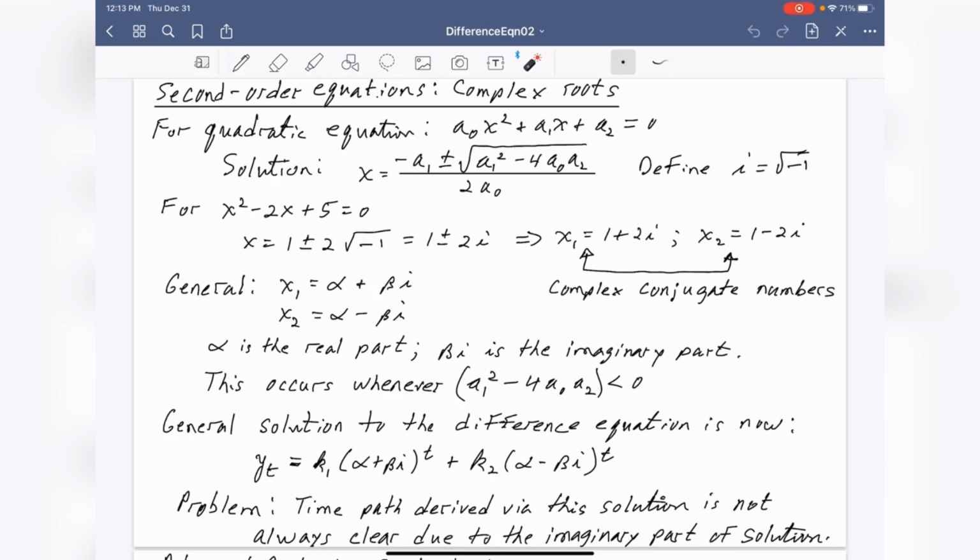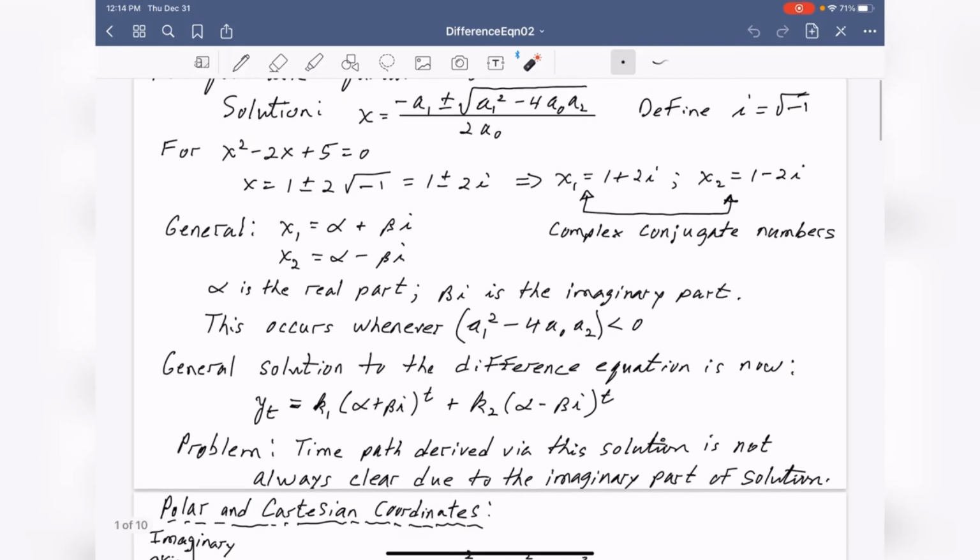2 times i. And we get that the first root is 1 plus 2i, the second root is 1 minus 2i, and we refer to that as complex conjugate numbers. So in general, x1 is alpha plus beta i, and x2 is alpha minus beta i. Alpha is the real part, and beta times i is the imaginary part. This occurs whenever, as I noted, this calculation under the square root sign is less than 0.